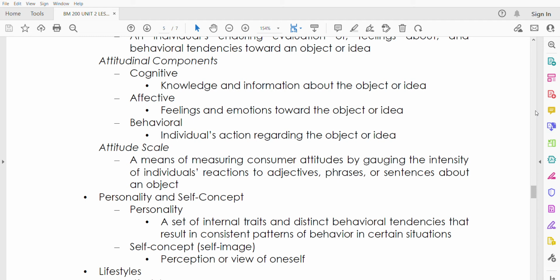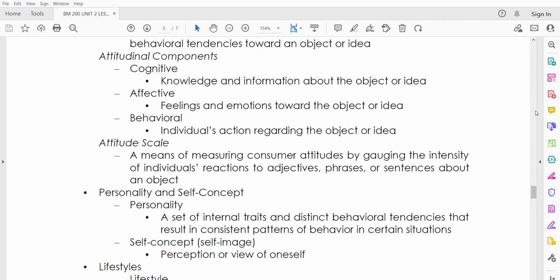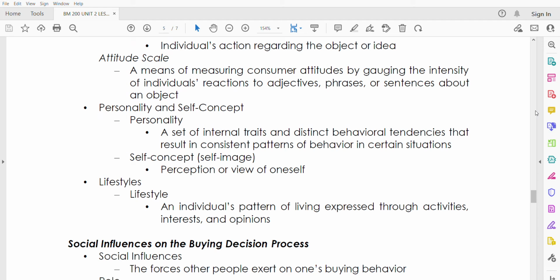So that is it. Then we also have personality and self-concept. So personality, this is a set of internal traits and distinct behavioral tendencies that result in consistent patterns of behavior in certain situations. So for example, it is not in his personality to buy makeup, he doesn't want to buy makeup. Or you find a specific factor that would convince him or her to buy that unusual product that is not in his or her personality, so that you would influence his or her buying behavior.